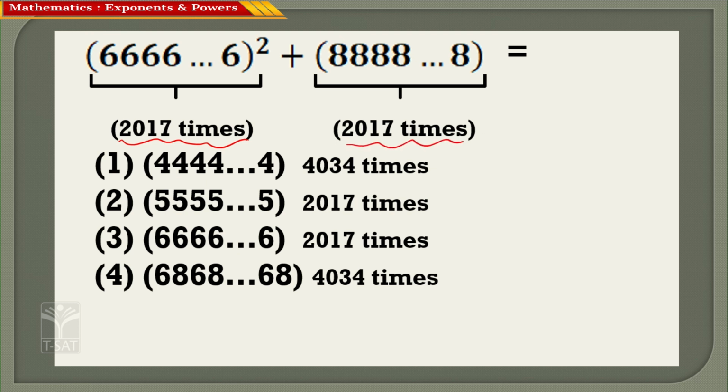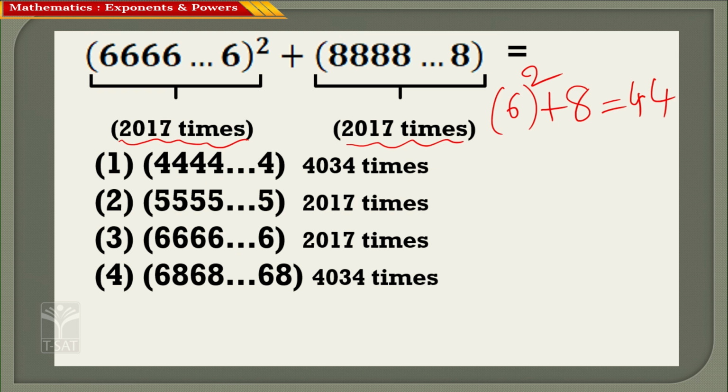Here when such type of problems are given, don't feel frightened, just simply you have to understand. Here 2017 times, so first you take one time. Suppose only one time is existing, then how will it be? 6 only one time, 6 square is there, so square plus 8. When you take only one time, 6 square is 36 plus 8, we get 44.